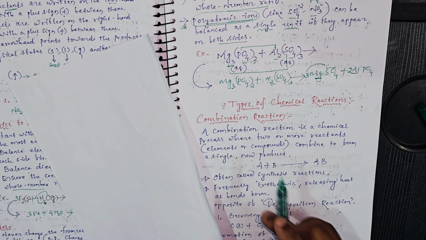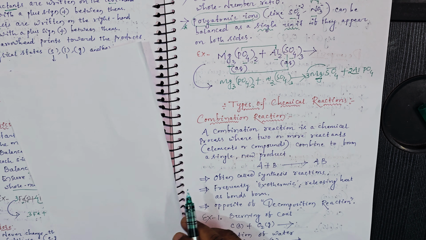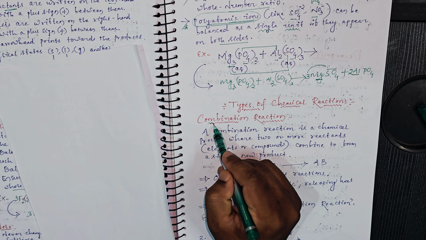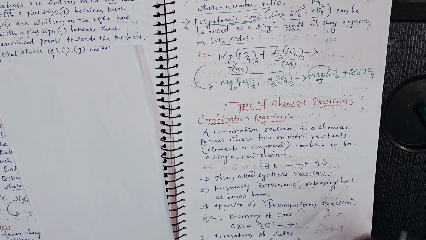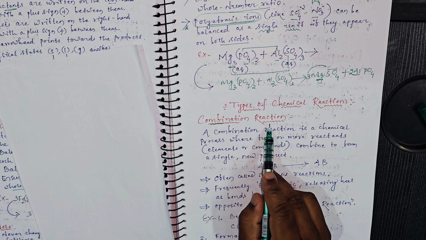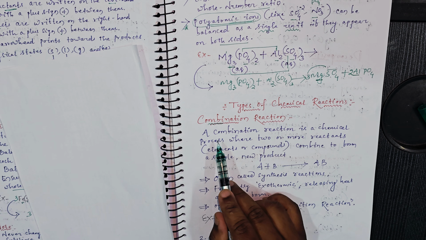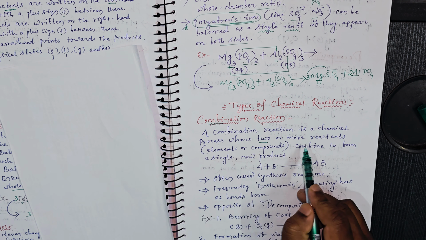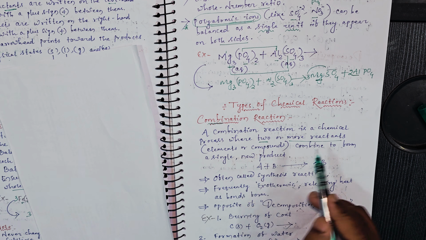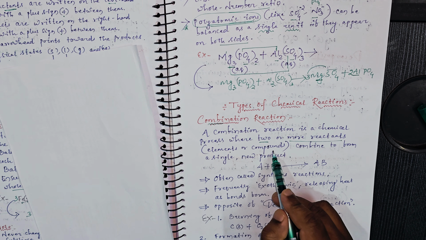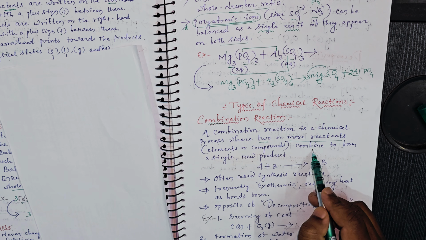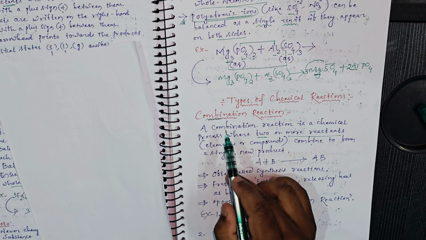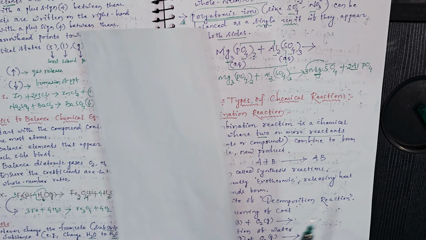Today's topic is types of chemical reaction, and the first topic is combination reaction. The name itself says combination, that means to combine something. So when we talk about combination reaction, make sure you know the definition. A combination reaction is a chemical process where two or more reactants, which could be elements or even compounds, combine together to form a single new product. Only then can you say it is a combination reaction. For example, let me show you.